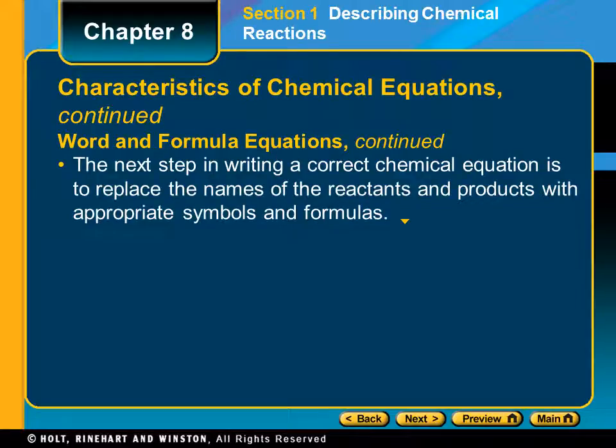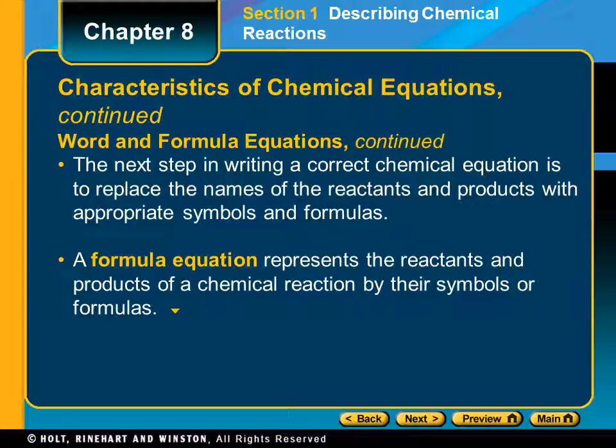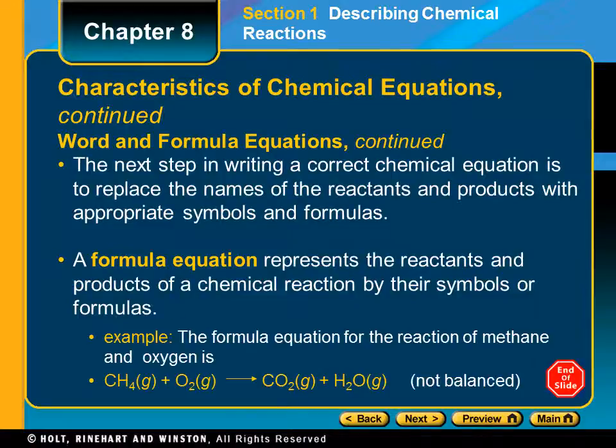The next step in writing a correct chemical equation is to replace the names of the reactants and products with appropriate symbols and formulas. So that gets us to what we call a formula equation, which represents the reactants and products of a chemical reaction by their symbols or formulas. An example, the formula equation for the reaction of methane and oxygen would be what you have in the bottom there. CH4 as a gas plus O2 as a gas yields CO2 as a gas plus H2O as a gas. That's with little g's, but this is not necessarily balanced. That's just converting what was written in words into formulas.